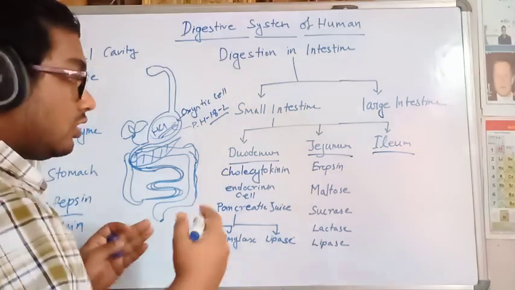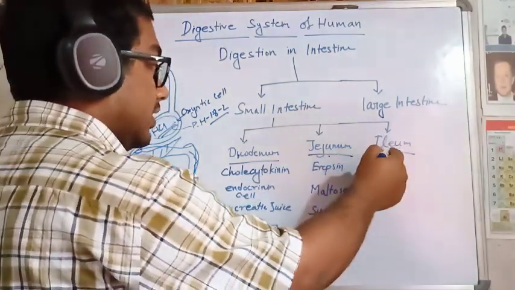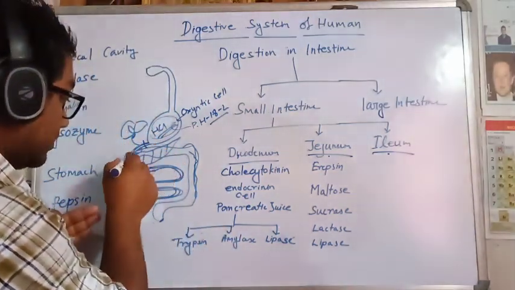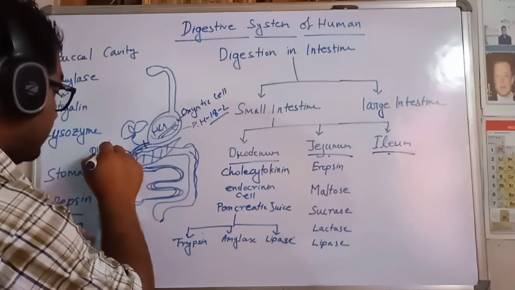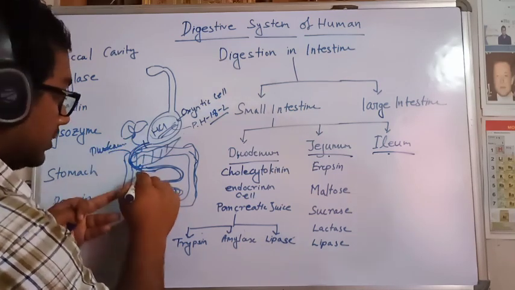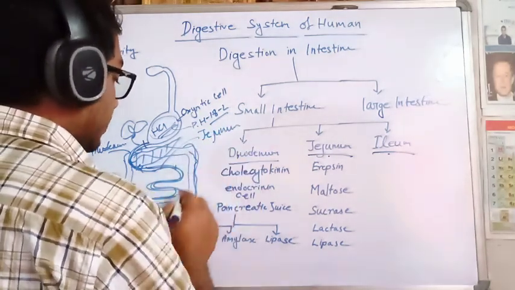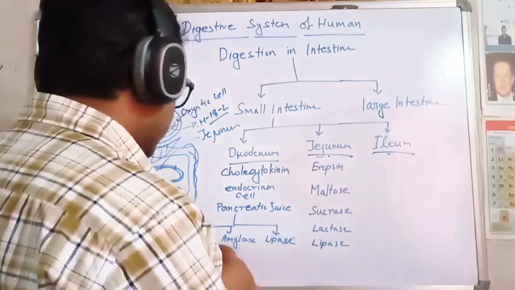The small intestine is also divided into three parts: duodenum, jejunum, and ileum. When the food first comes, this part is called the duodenum, this part is called the jejunum, and the remaining part is called the ileum.